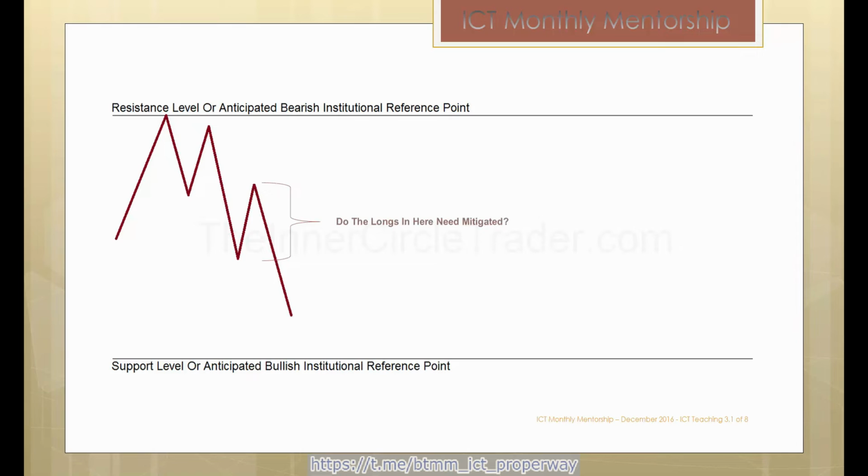Do the longs in here, in that short-term low to that short-term high, need to be mitigated? We don't know for certain, but if we do have a belief that price is going to be moving lower longer term, that there's an unrealized lower support level or sell-side liquidity that has not been tapped into yet, we could be viewing this short-term rally in here as an opportunity for a new selling opportunity. We have another market structure shift.